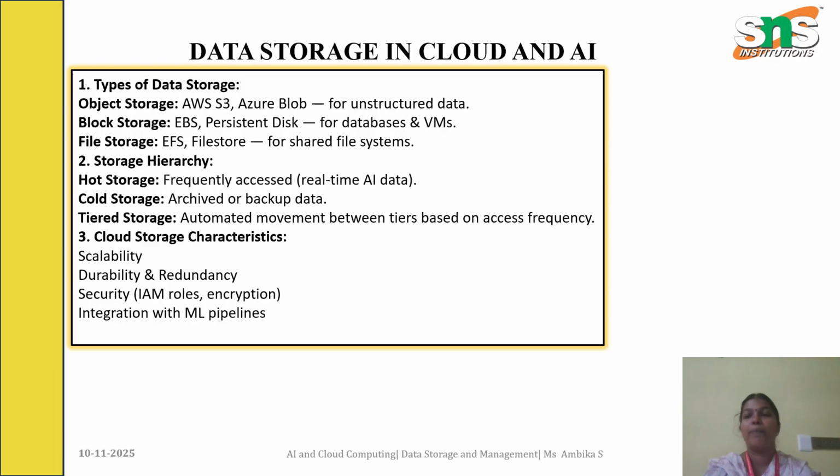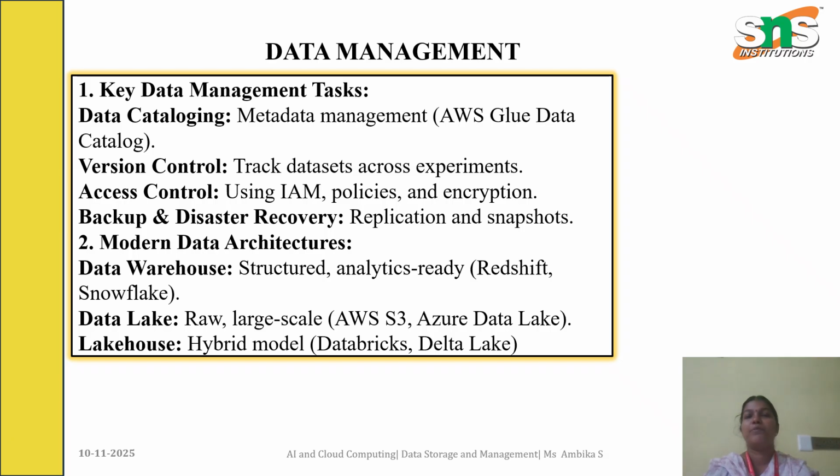Next is storage hierarchy. Based on the access of the data, storage is divided into types like hot storage, where frequently accessed data is stored, and then backup or archived data is stored in cloud storage. Based on access frequency, the data will be stored in tiered storage. We also have to consider cloud storage characteristics like scalability, durability, and redundancy. Security can be achieved using IAM roles, that is Identity Access Management roles, and also through encryption. Next, these integrations will be done with ML pipelines for further training of the AI models.